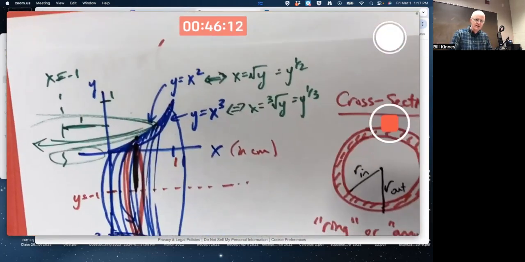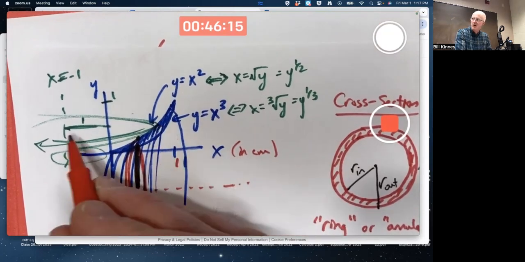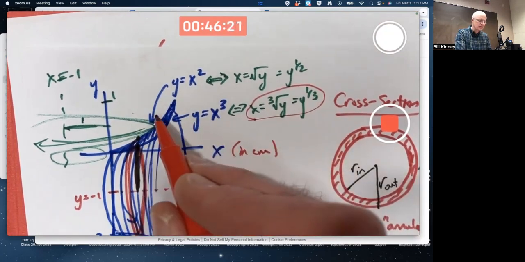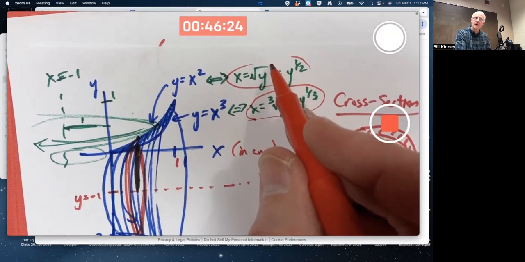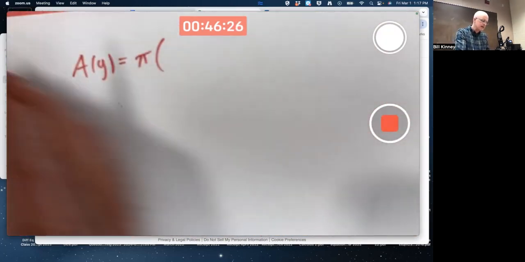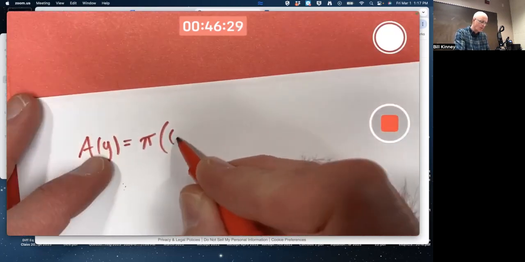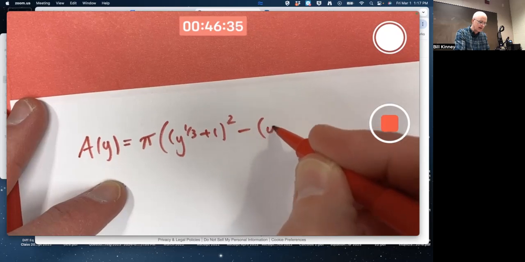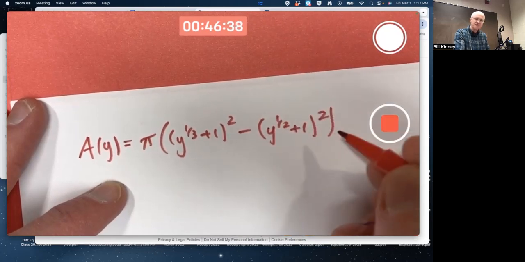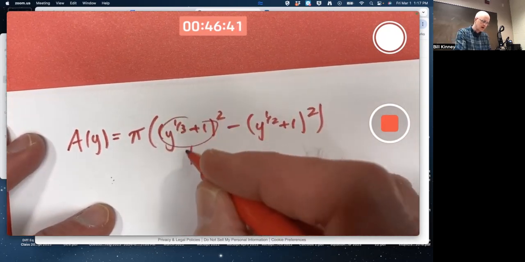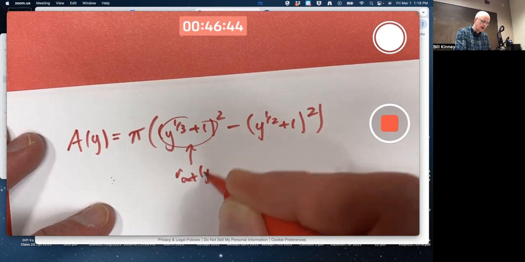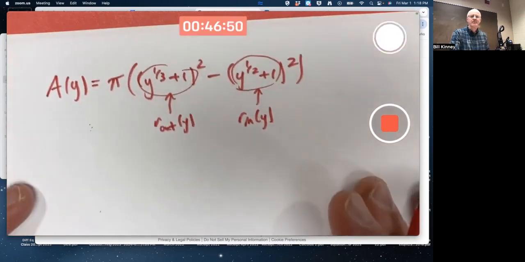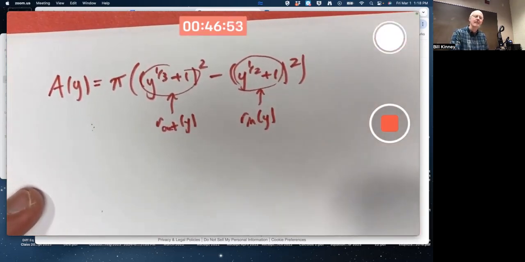You can see in this picture now, if you're measuring distances horizontally, the outer radius, the bigger one, goes to the cube root function, and the inner one goes to the square root function. So the outer radius is going to be y to the 1/3 plus 1 squared. Inner radius is going to be y to the 1/2 plus 1 squared. That's r sub out as a function of y. This is r sub in as a function of y. Squaring them, subtracting, and multiplying by pi.